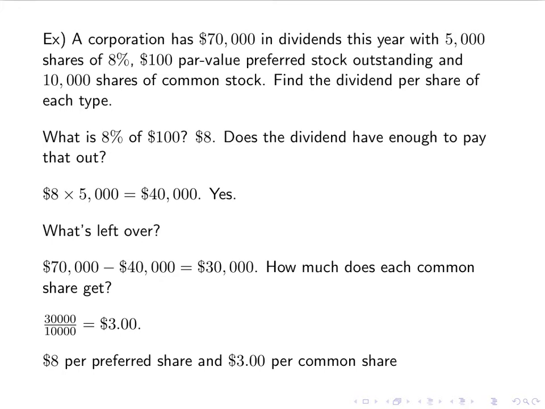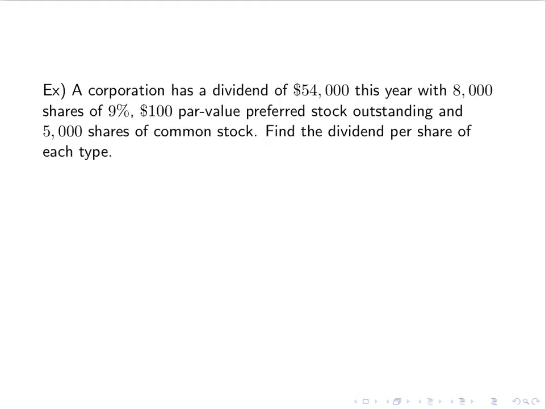I don't know why I have the decimals with the 3 and not with the 8. It doesn't really matter. Okay, so again, make sure you're saying which one is which. Preferred share is $8, common share is $3. So let's try another one. A corporation has a dividend of $54,000 this year with 8,000 shares of 9% $100 par value preferred stock outstanding and 5,000 shares of common stock. Find the dividend per share of each type. So again, we ask ourselves, what's 9% of $100? $9.